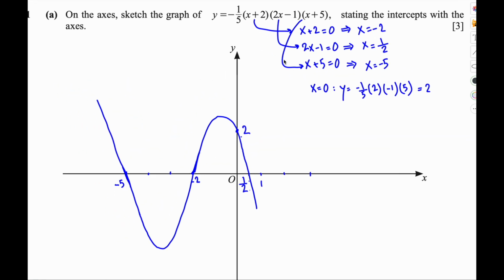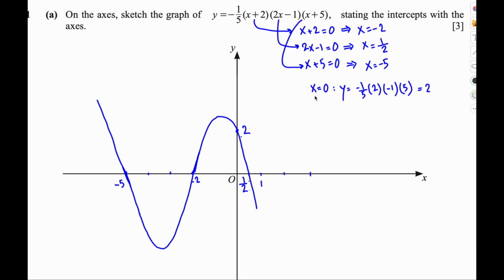In question number 1, part A, I'm given this cubic equation and I'm asked to sketch the corresponding graph. Since it's already in a factorized version, all I have to do is put all these factors equal to 0 to find out the roots. In other words, the x-intercepts, which are 1/2, -2, and -5 respectively.